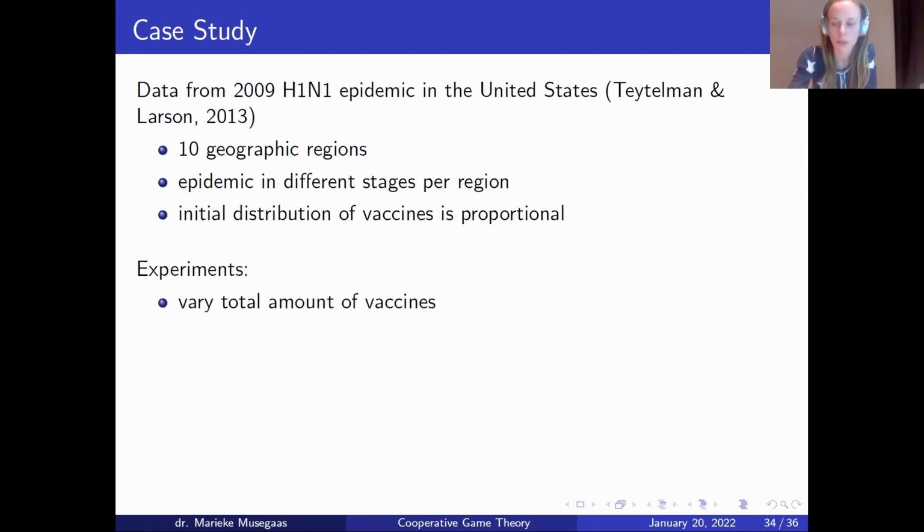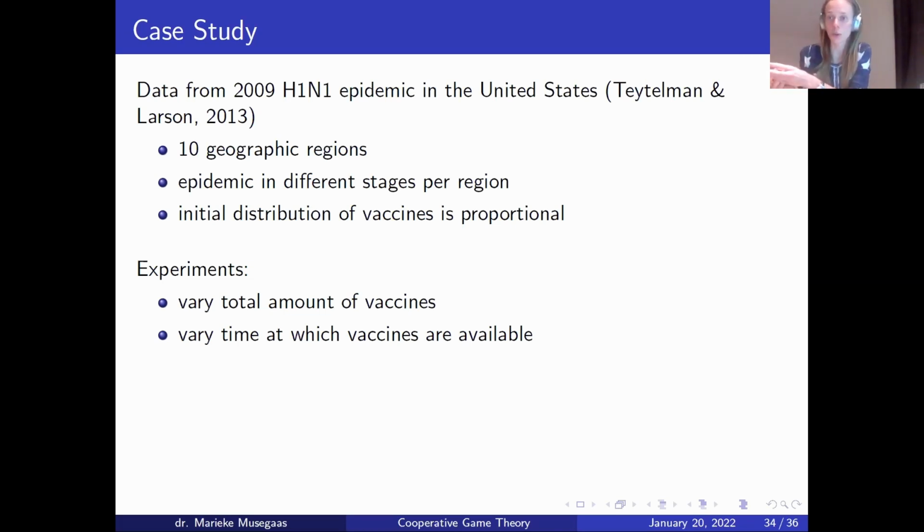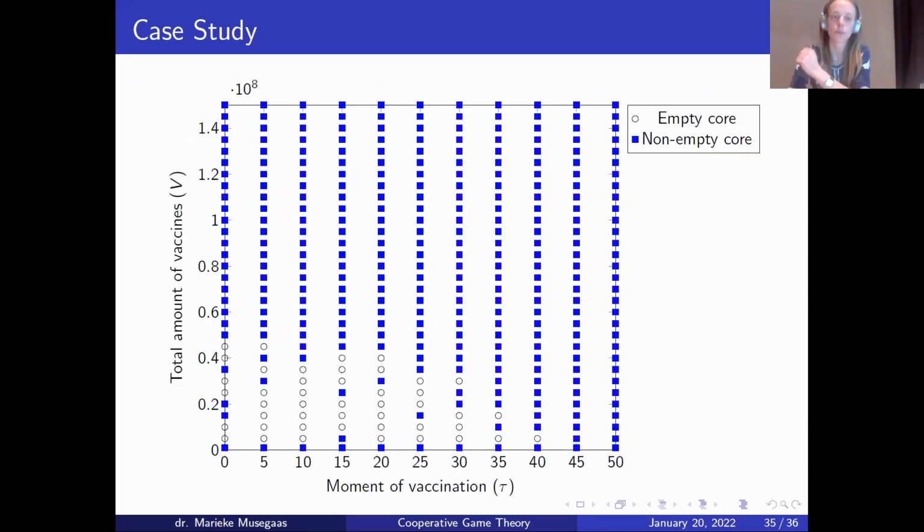What we did is we did some experiments. We wanted to see whether going from this initial distribution from the World Health Organization to an optimal solution that we find with our optimization problem is possible. Of course, an optimal solution is always better, but can you always make everyone cooperate? Is the core always non-empty? We did that by varying the amount of vaccines and by varying the time at which vaccines were available. And we got this figure.